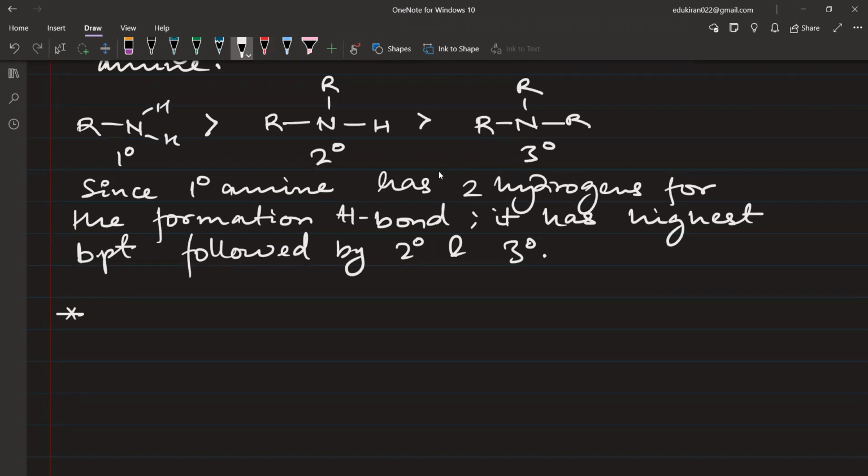Solubility here, it is the same case. Amines can form hydrogen bonds with water. That is why it is soluble, but only the NH2 part is responsible for the hydrogen bonding. The alkyl part, that is the R part, is not responsible for the hydrogen bonding. And since it is not responsible, if I increase the alkyl chain length, the solubility is going to decrease, because the alkyl chain cannot form hydrogen bonds.